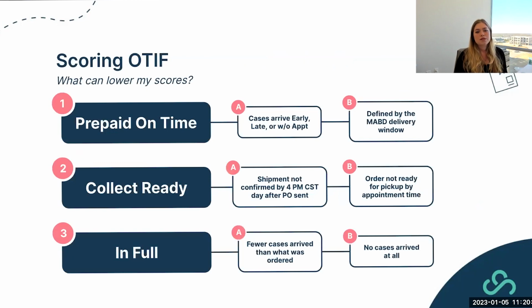All right, so scoring OTIF. What can lower your scores? There's a lot that can lower your scores, and there's a lot of information out there. But some of the main ones that we're going to be focusing on today is if you're prepaid on time, if your cases arrive early, if they arrive late, if they're there without an appointment, that can be really impacting you. And that is actually going to be defined by the must arrive by date delivery window.